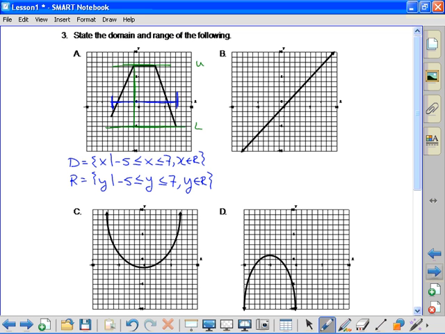This one I notice that there are arrowheads, so it's continuous, it never ends. So when I'm looking at the x-axis, I don't see an end to it. It continues in both directions, which means the domain is x, such that x is an element of any real number. Similarly with the range, I look up and down the y-axis, it seems to go on forever. So my range then will be y, such that y is an element of real numbers.